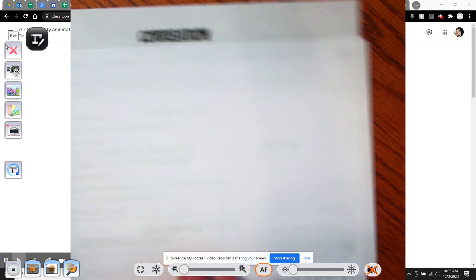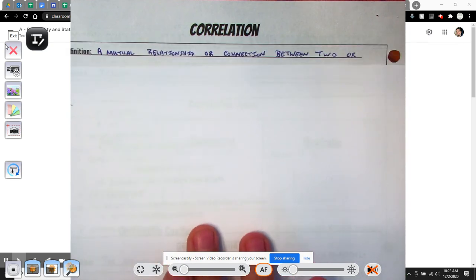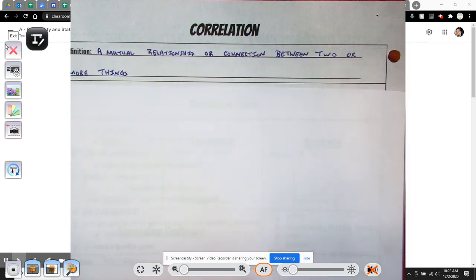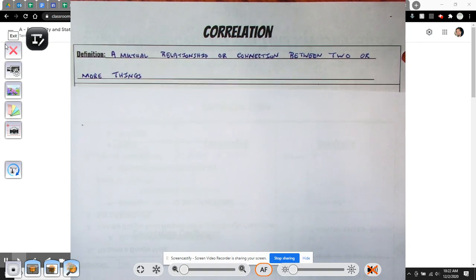The other thing that we're going to talk about is correlation. Correlation is the mutual relationship or connection between two or more things. In scatter diagrams or scatter plots, we're always going to have just two things. So we're going to see how well these two things are related, how well the explanatory variable affects the response variable.